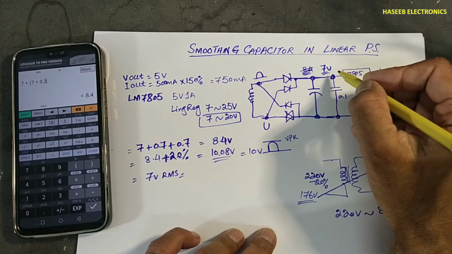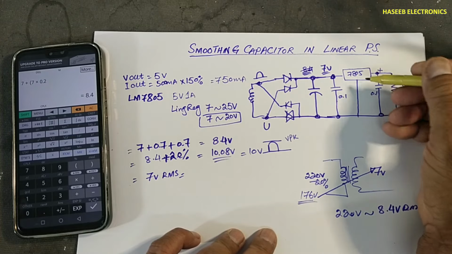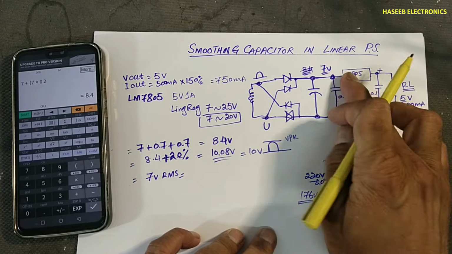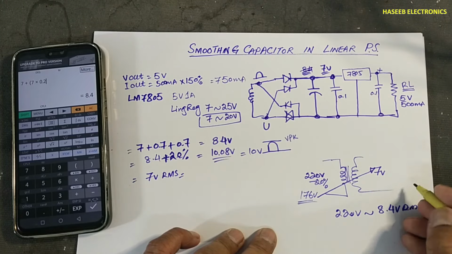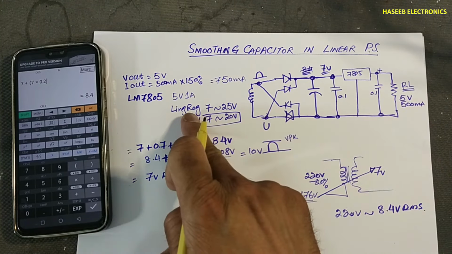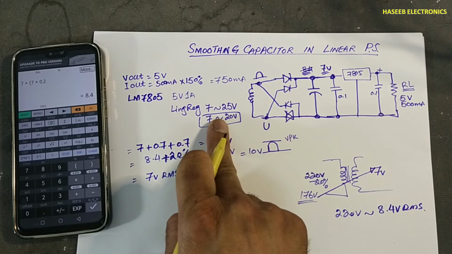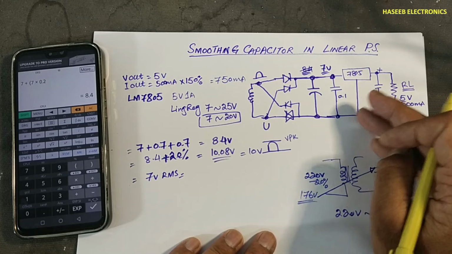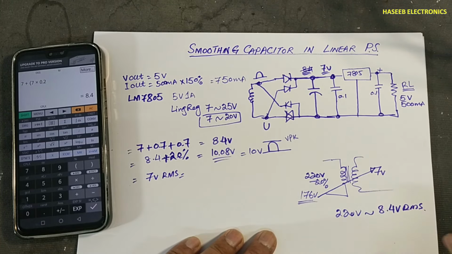What is the current? We are considering here 1 ampere because this regulator will provide 1 ampere maximum. So we will provide 1 ampere here. Our load is 500 milliampere. We considered headroom for more load or increased load or any unexpected behavior.